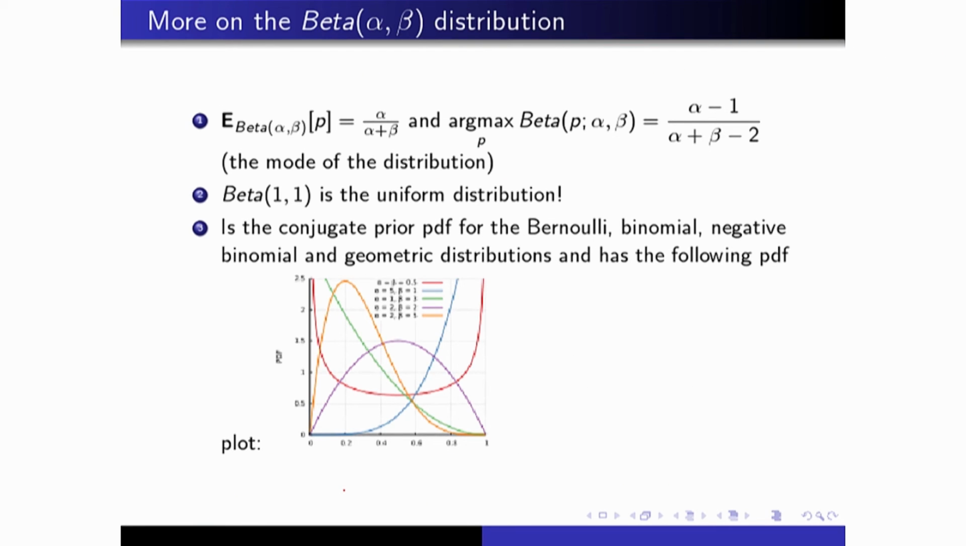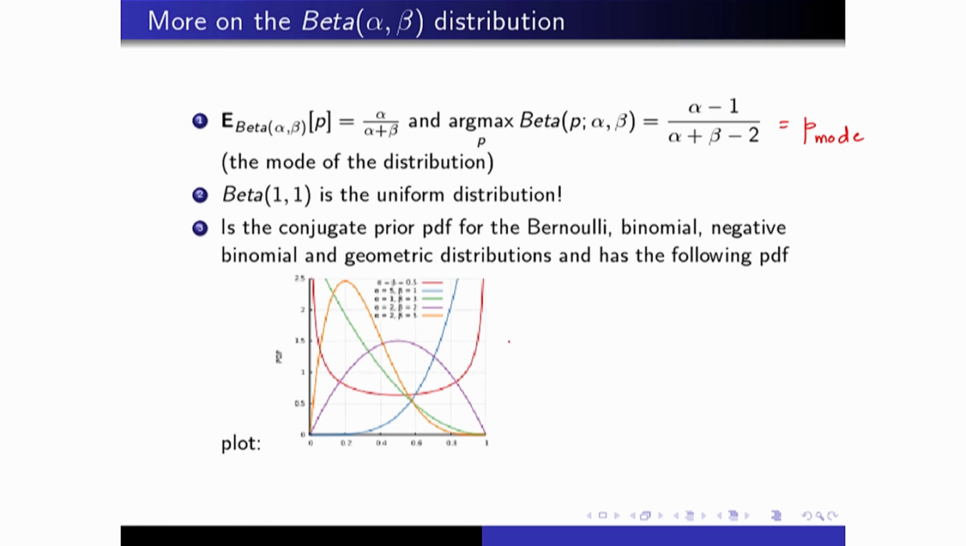So we've just summarized this. Expected value of beta is alpha by alpha plus beta, and the mode of p, of the distribution for p, is alpha minus 1 divided by alpha plus beta minus 2.